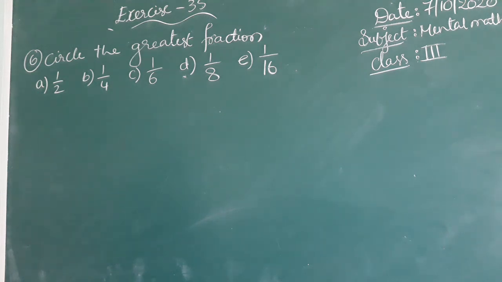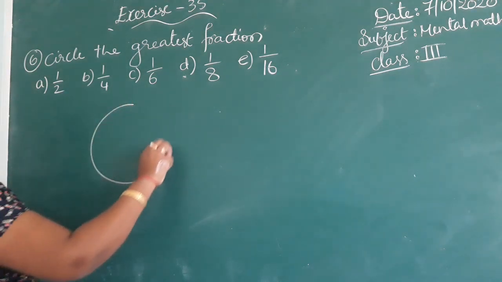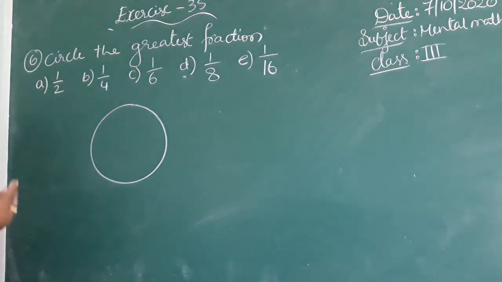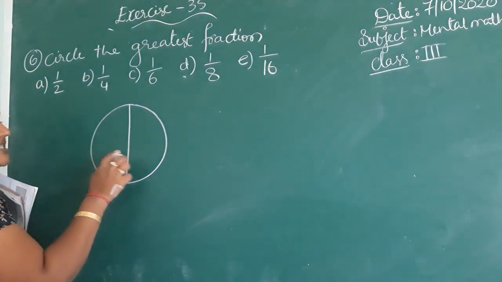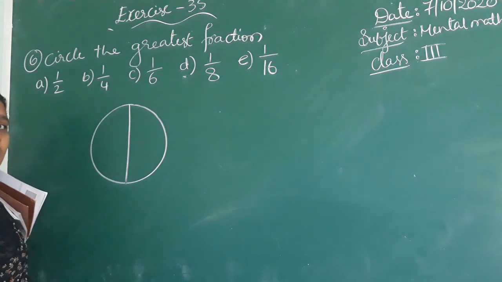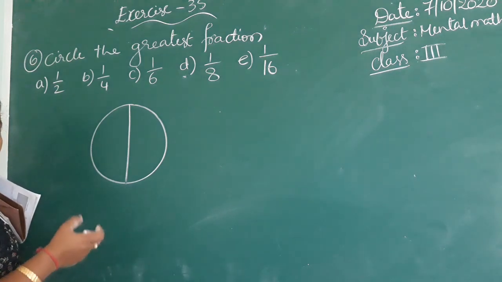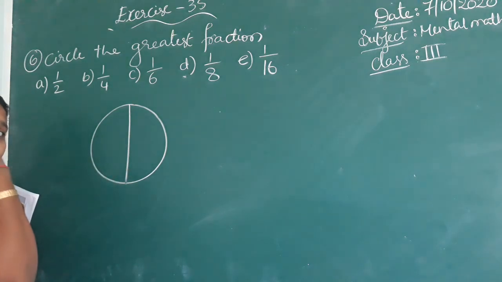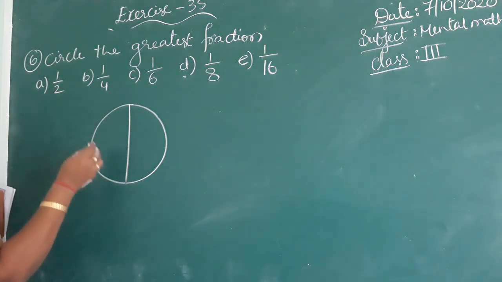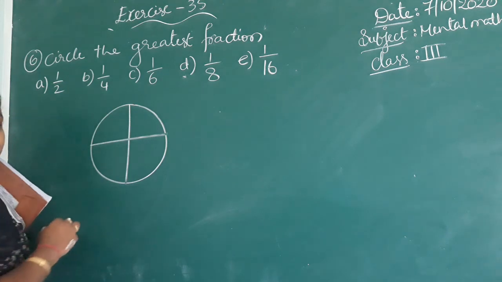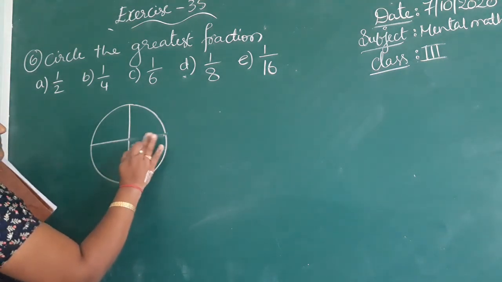I'll give you one simple example. If I have a bun and I divide it into two equal parts, I will get this much part. Yes or no? If I divide it into four parts, I get this much, somewhat less.